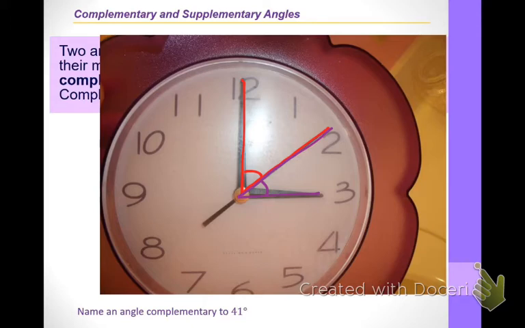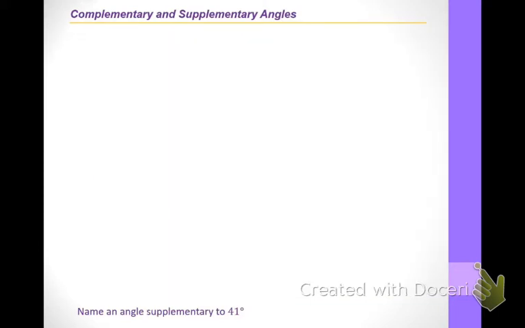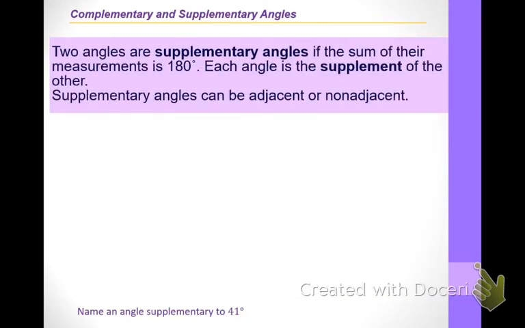So anyways, there's that. So we have complementary angles, two angles that come together, and they form a right angle. So these are adjacent and complementary. You can have supplementary angles, which are angles that add up to 180.